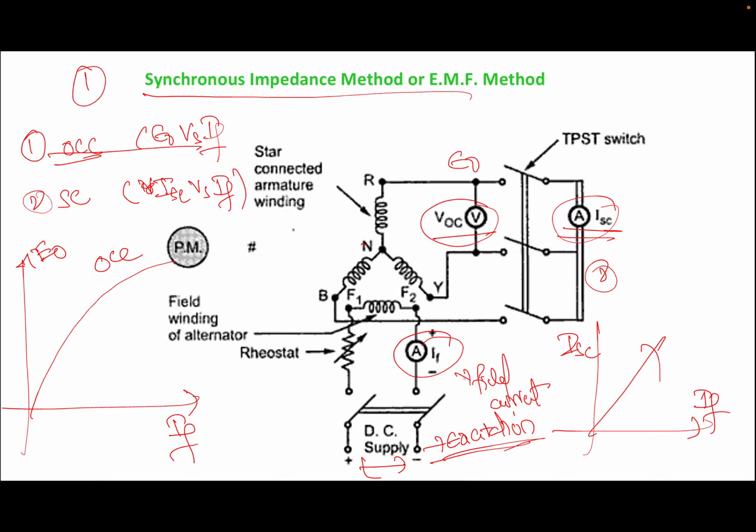How can I plot the OCC here? For different values of field currents, we note down the no load voltage and draw the characteristics. There is a rheostat here, and by varying the rheostat we can change the field current. By different values of field current, we get different values of voltage, and we draw that characteristic, which we call the OCC characteristics.